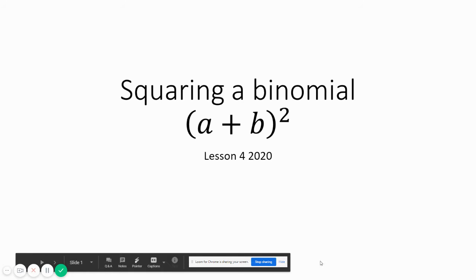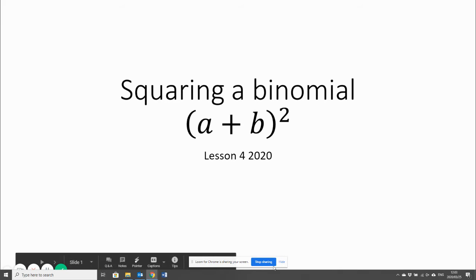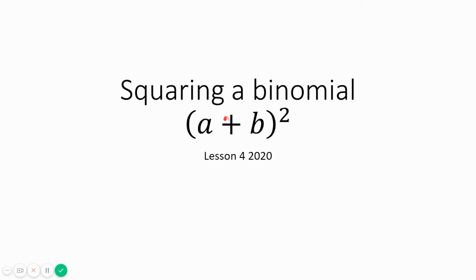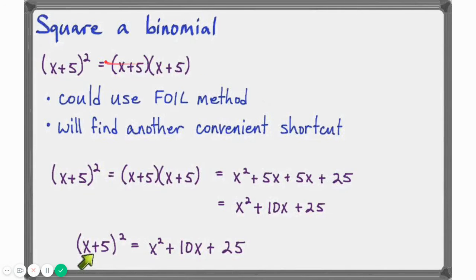For today, I want you to get this topic that we call squaring a binomial. In squaring a binomial, what we have is a binomial. This is a binomial because we've got two terms separated by a plus, and it's being squared. You saw yesterday that you got x plus 5 all squared. That's a binomial being squared. You could write it as x plus 5, x plus 5.